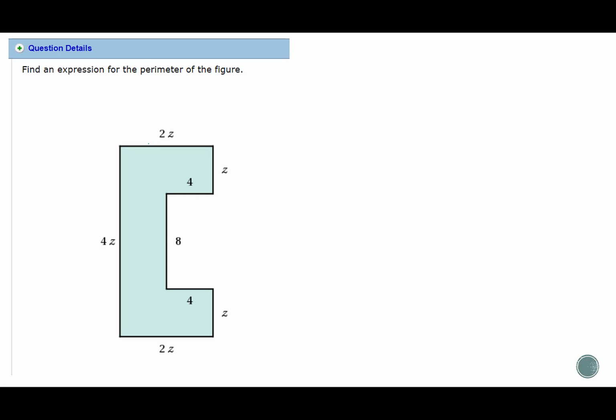I'm going to start here at the top side that has a distance of 2z. I'm going to say 1, 2, 3, 4, 5, 6, 7, 8. So it has 8 sides. That means I need to add 8 measurements together to get the entire perimeter of this figure.